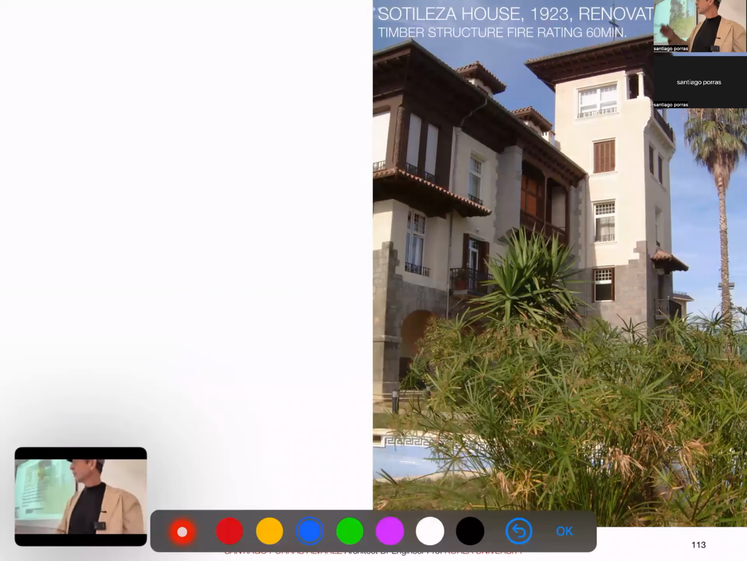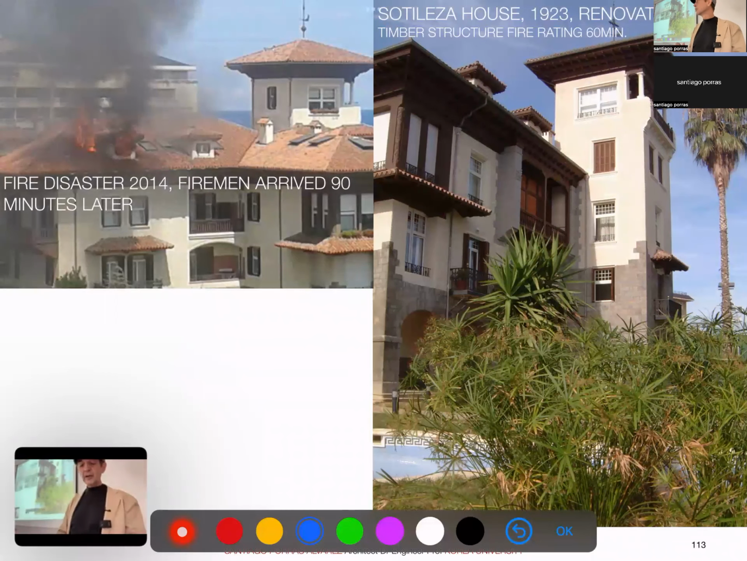So an example, this is a project I finished 22 years ago. It was 1923. It has timber structure, again, fantastic, except for one we had to replace. After 70 years, it was as good as new, right? And the rating was 1 hour because it's housing, but it had a fire.